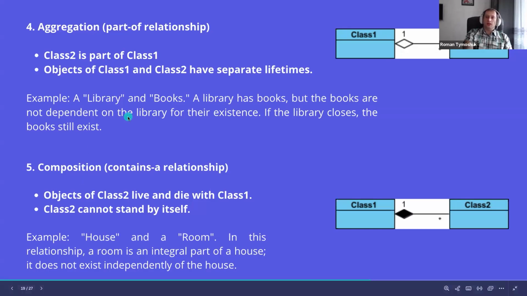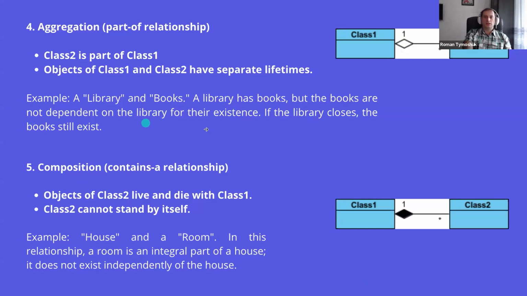In the example provided here, we have a library and we have books. The library has books, but the books are not dependent on the library for their existence. If the library closes, the books still exist. I think it's clear.